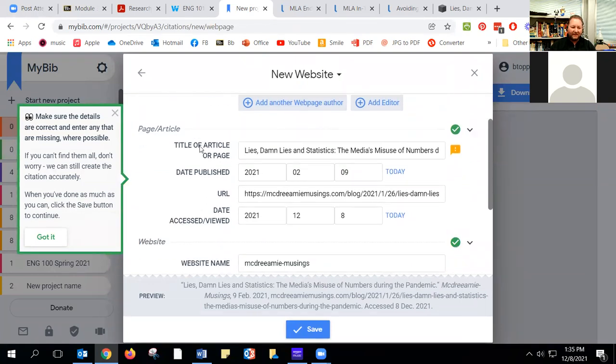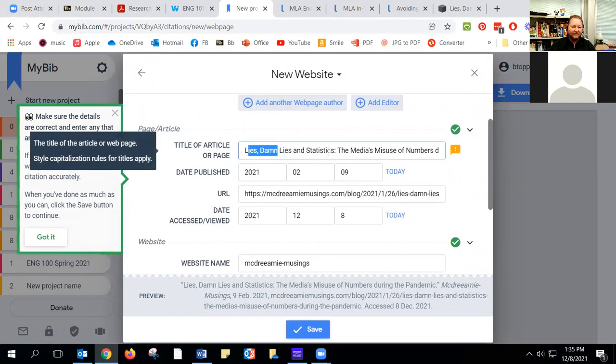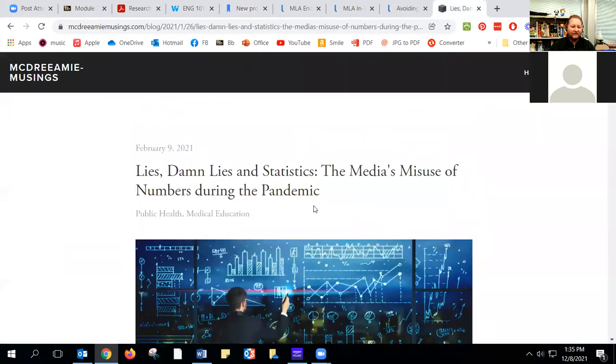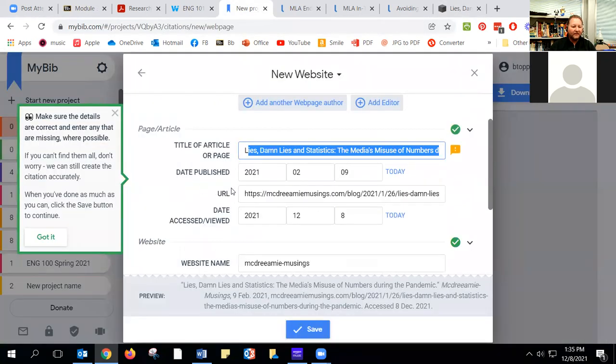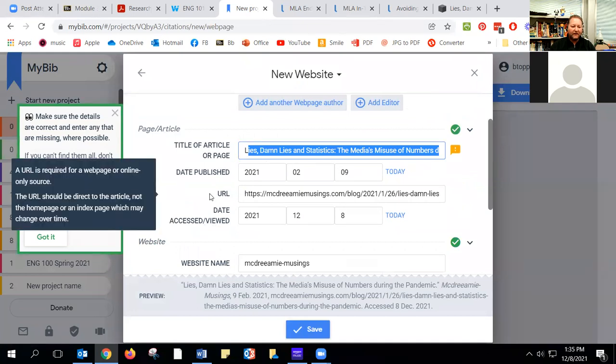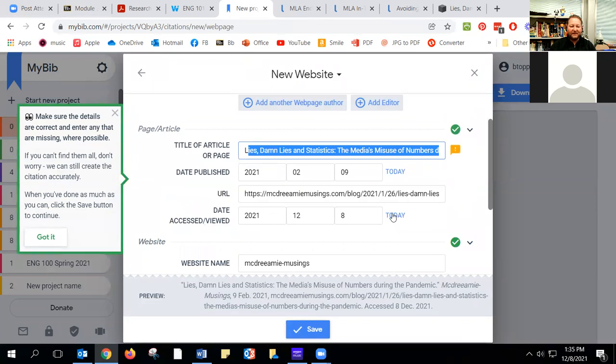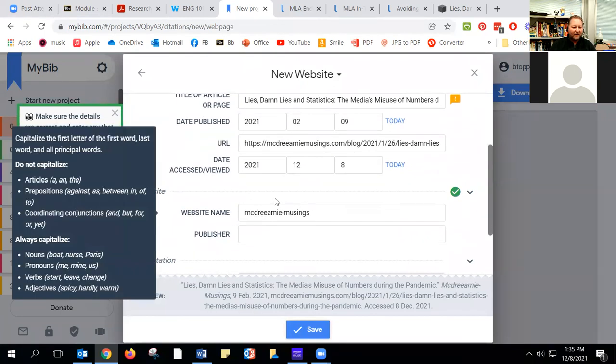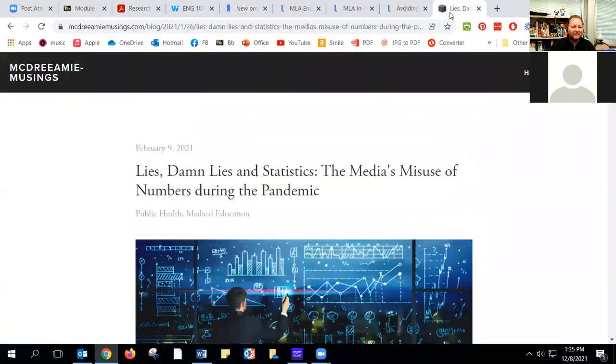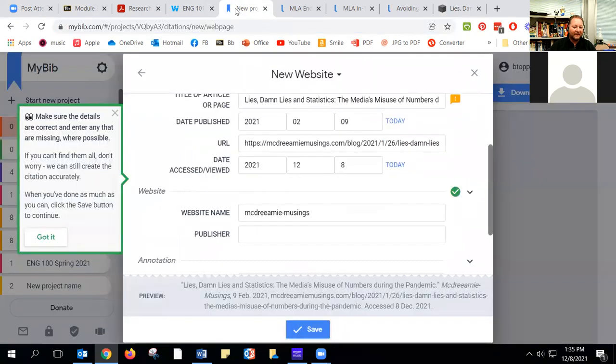So you can still edit things here, right? So title of the article or page. Did it get the right title? Yep, it sure did. Go back and double check. Yep, it's got the whole thing. Date it was published. Yep, here's the URL. The date that it was viewed by you. If it's blank, just click on today and it fills in today's date for you, right? Website name, McDreamy Musings. Let's see. Yep, McDreamy Musings. It's right there in the URL, right?